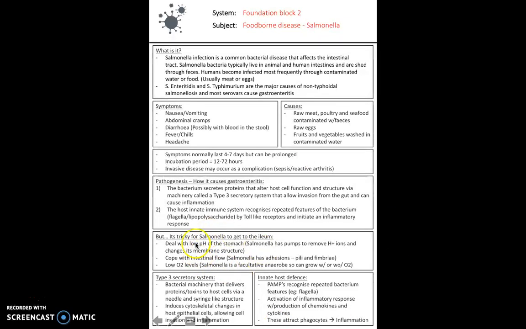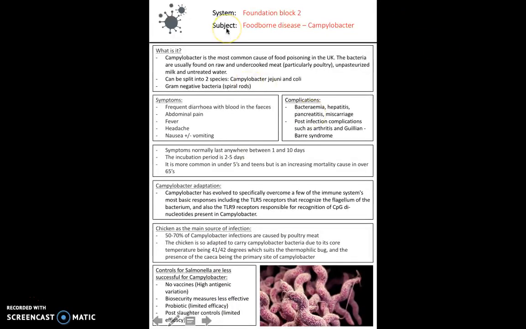One thing to be aware of is Salmonella has adaptations in order to allow it to get to the ileum, and these are covered here in this box. Another foodborne disease that we covered is Campylobacter, which is the most common cause of food poisoning in the UK. It's usually found on raw and undercooked meats, particularly poultry, and unpasteurized milk and untreated water as well.